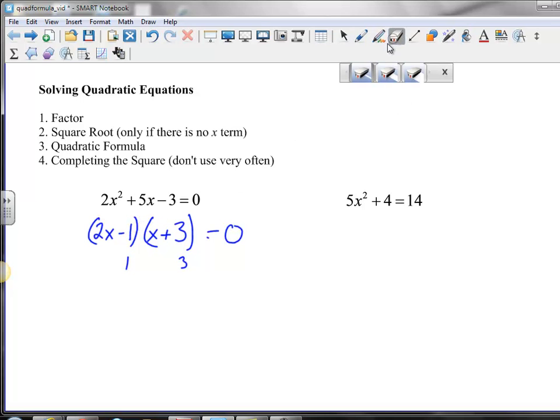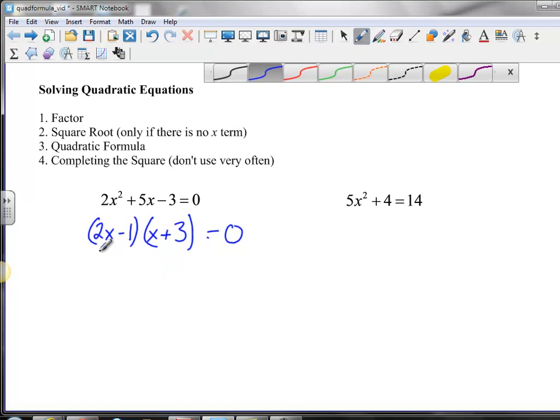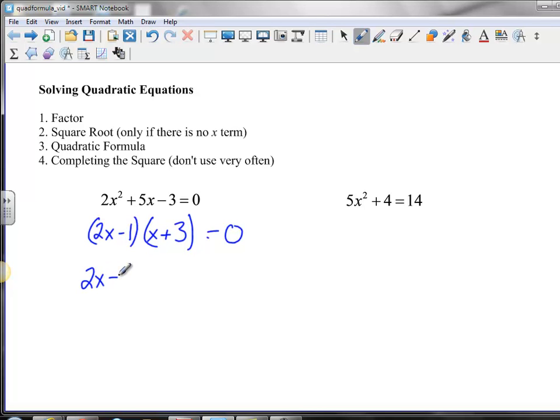I'm going to go back up here and erase this. Alright, and when I do that, I see that this is 6x, this is negative 1x, and 6x and negative 1x is 5x. So that factors. Once I have those factors, I'm going to set each one equal to 0. And then I'm going to solve.